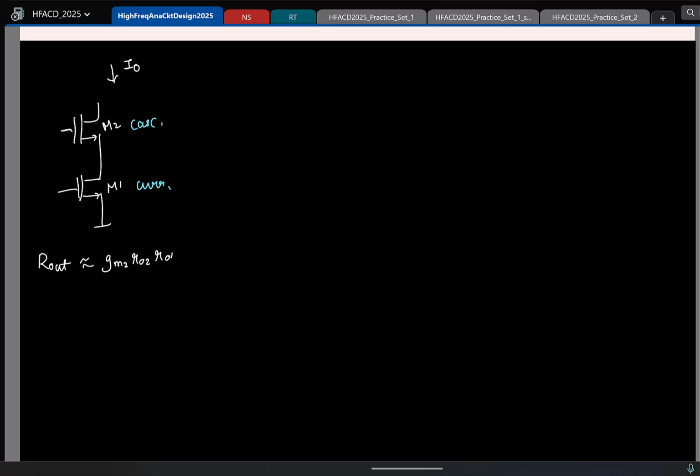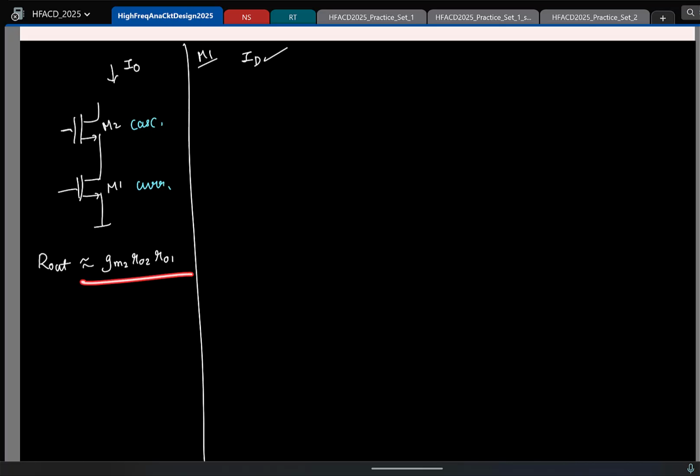So, let's see how we can solve for this. Let's see if we can do it quickly. Let's start with M1. What are the things I know for M1 now? Is there something I know about M1? Some parameter? The specs I have been given are what? I know the current and I know output resistance should be large. So at least I know the drain current of M1 and I need to maximize this. So what can you say about a parameter for M1 from this?